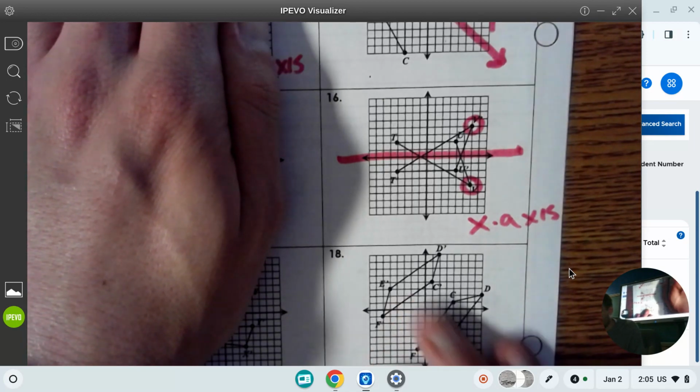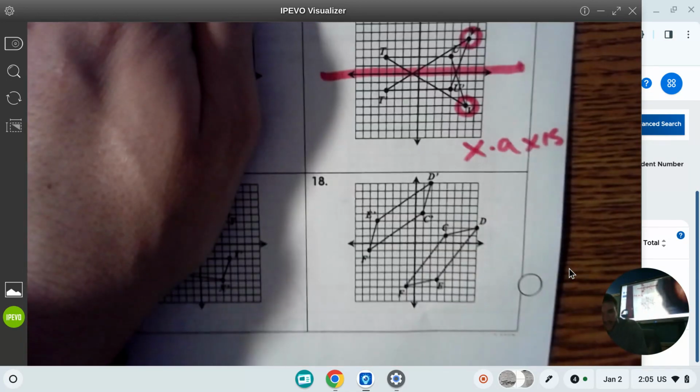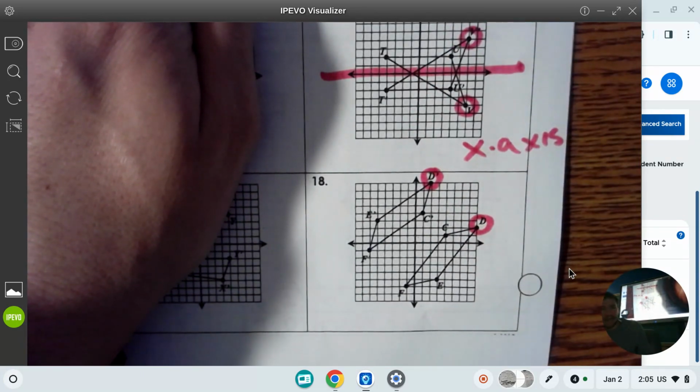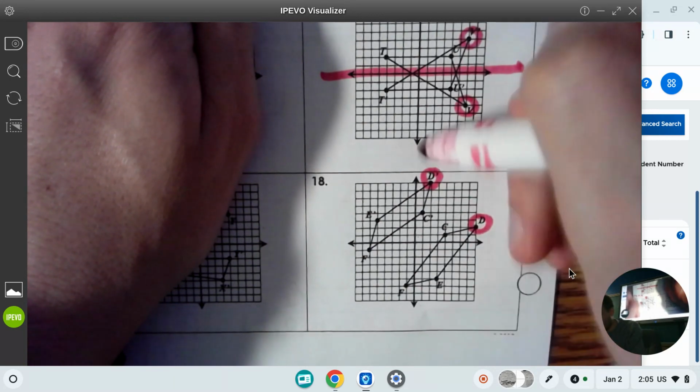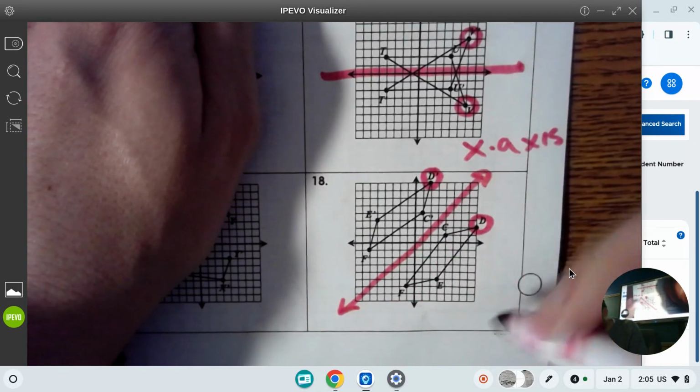Right? So if you pick, like let's do 18 now. Find 2 that match, like D and D prime, and then what is a line that goes through those 2, right? It's not going to be the y-axis. It's not going to be that. Nice. It's going to be y equals x. It's going to be this diagonal one.